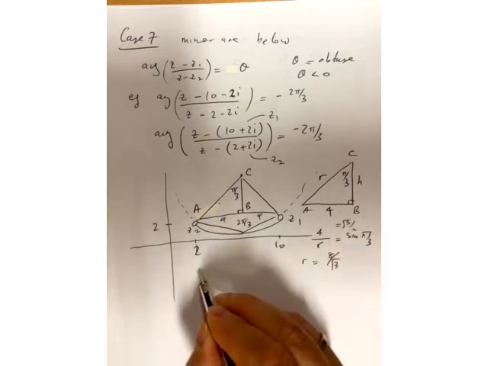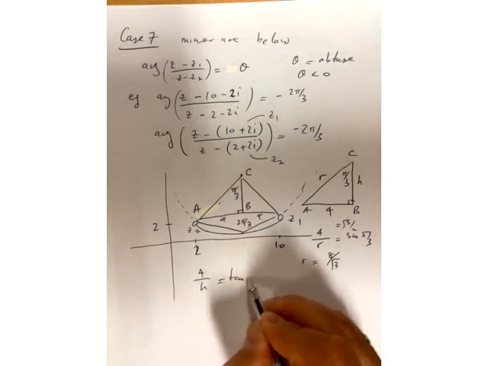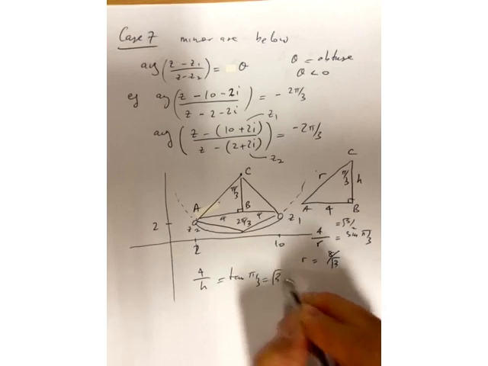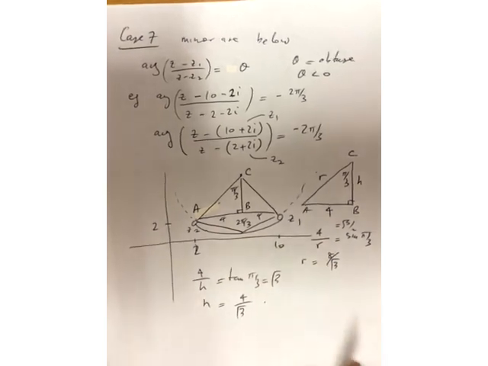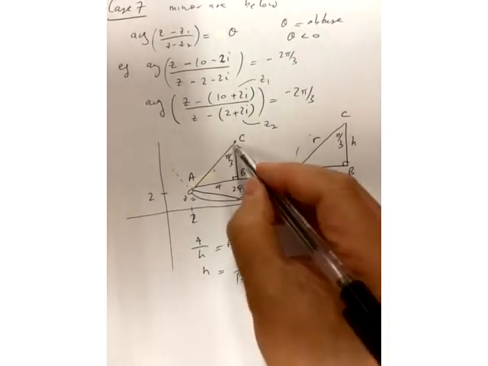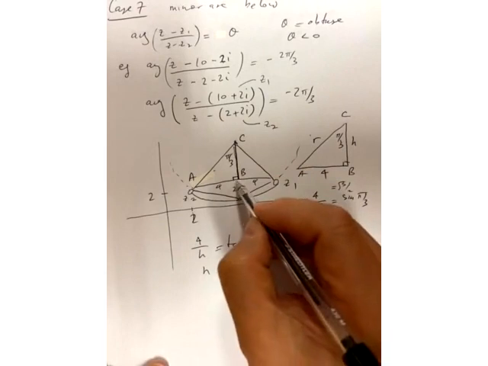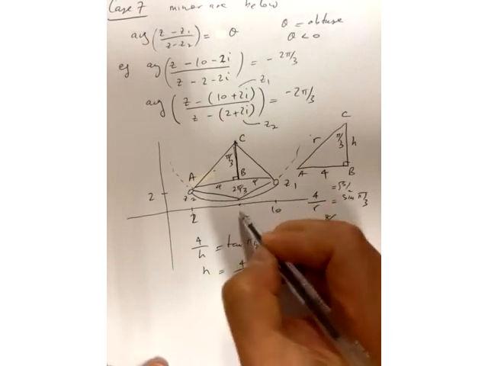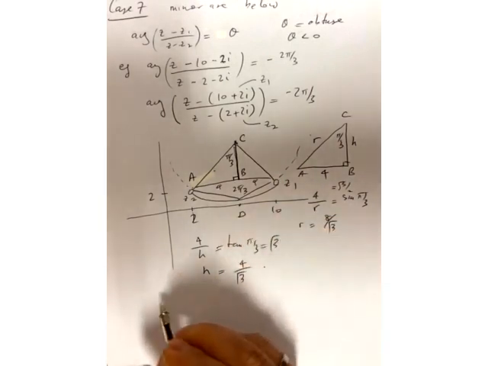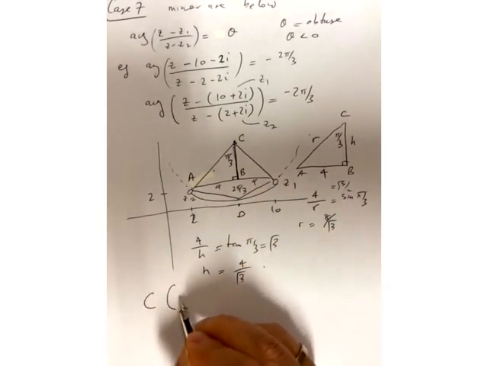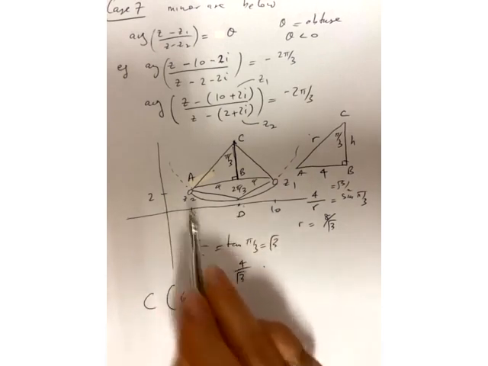And you have 4 divided by H is equal to tan(π/3), which by the way is root 3. So H then is 4 on root 3. So to find out where the center is, that distance is 4 on root 3, and that distance from the x-axis, let me call it D, is 2 units.